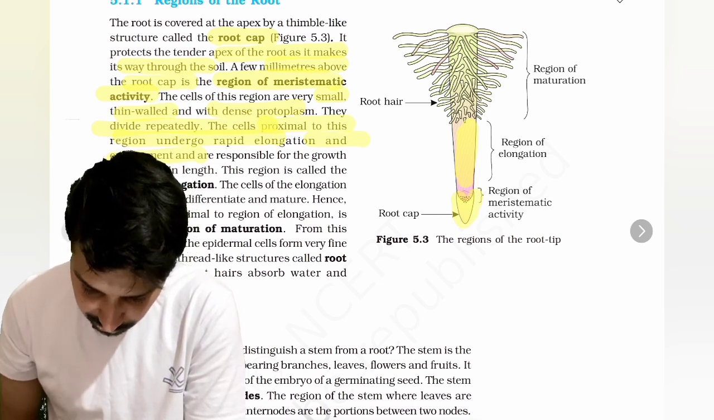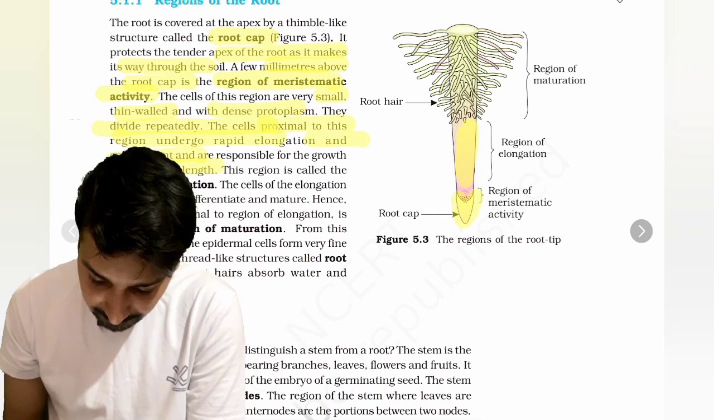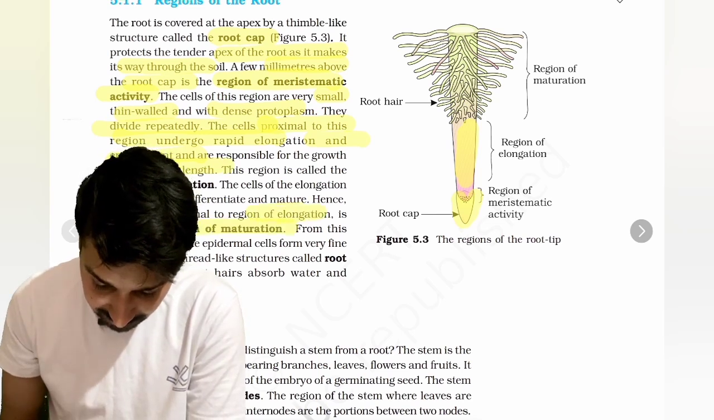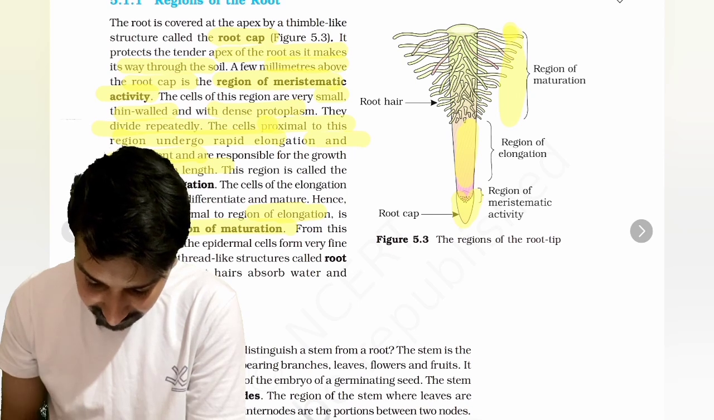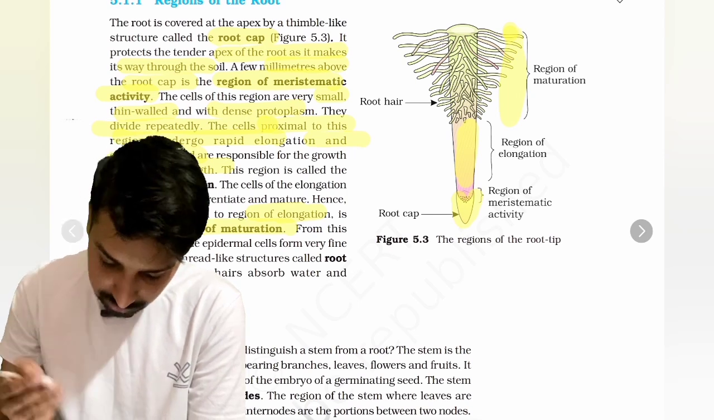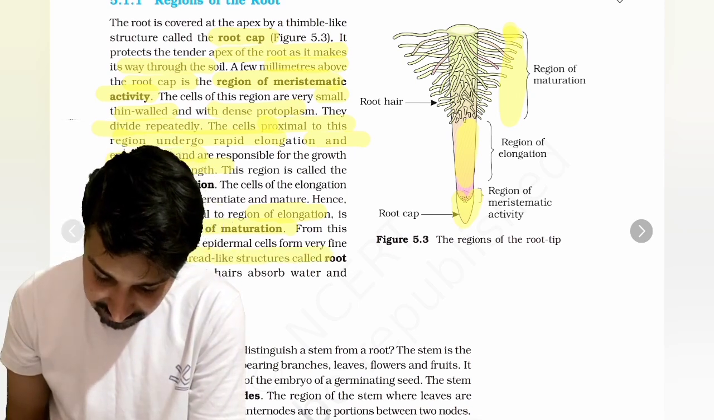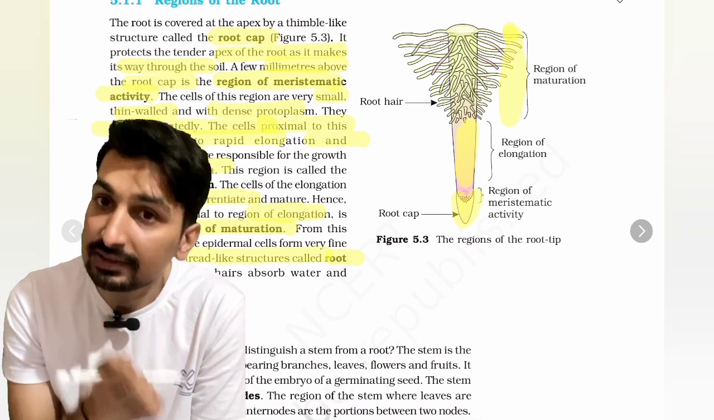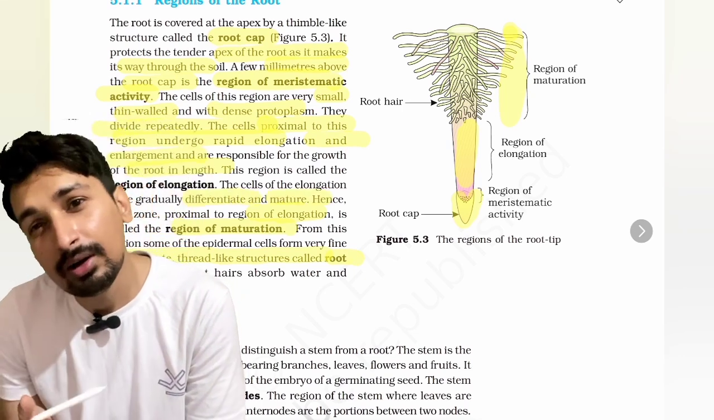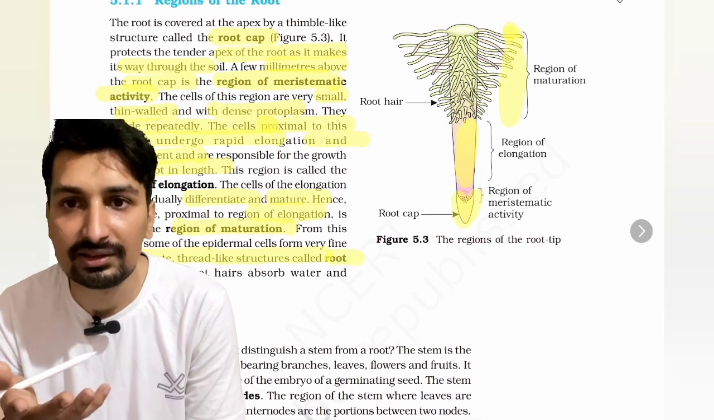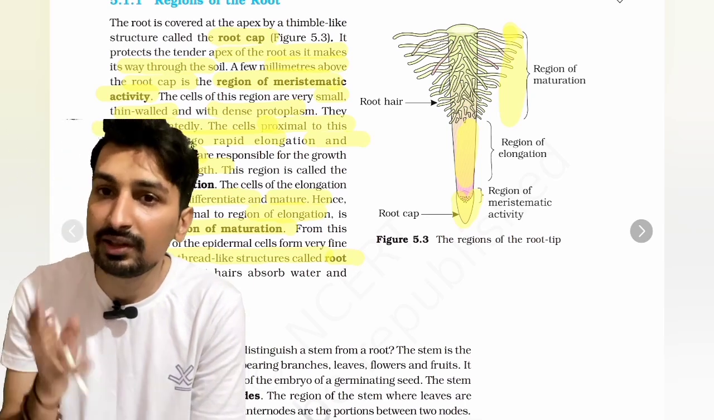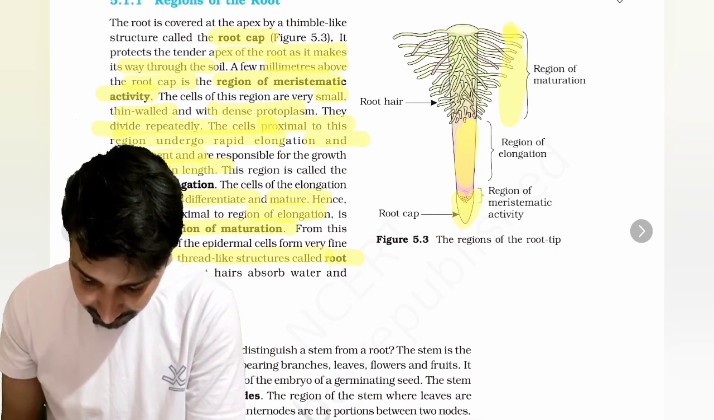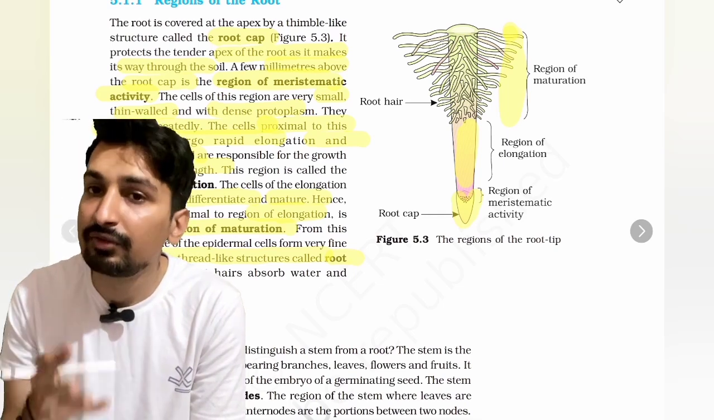After that you have the region of maturation. Region of maturation is next to the region of elongation. Here the epidermal cells form very fine, delicate thread-like structures. Root hairs also come from that. And here the cells gradually differentiate and mature. In region of maturation, the cells are mature. They are grown up. They are fully formed cells. They are not developing continuously. They have divided rapidly and they have become differentiated. They took a different function.